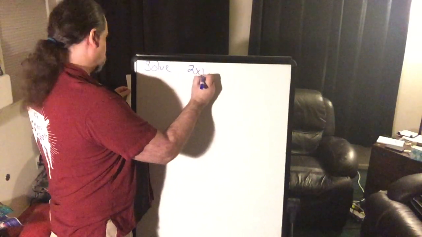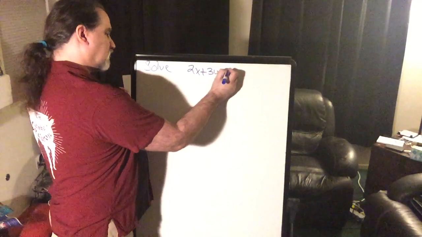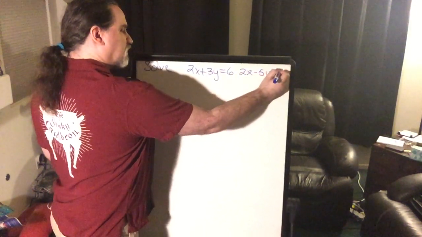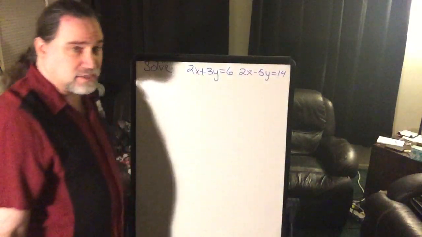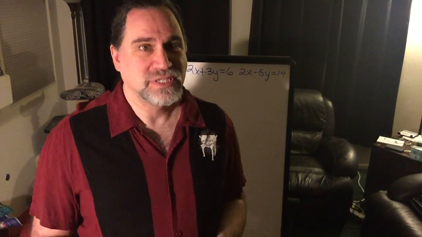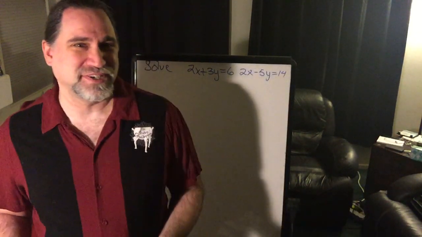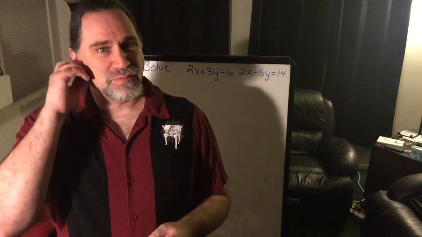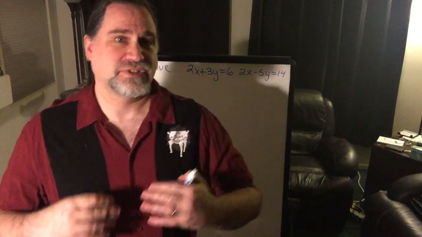Okay, so 2x plus 3y equals 6, and 2x minus 5y equals 14. Now, I'll let you in on a little secret. This problem would be great if we had the method called elimination, which is the next lesson that we're going to do. But I always like to sort of set us up for, wow, this would be a lot easier if we had some other method.